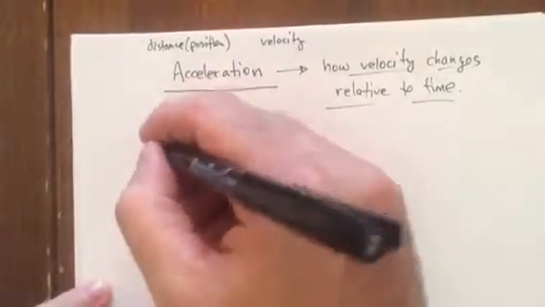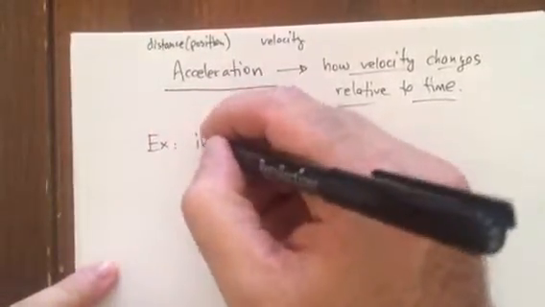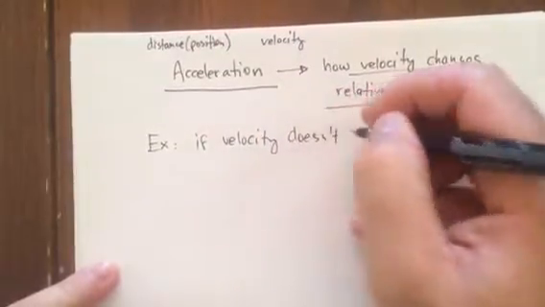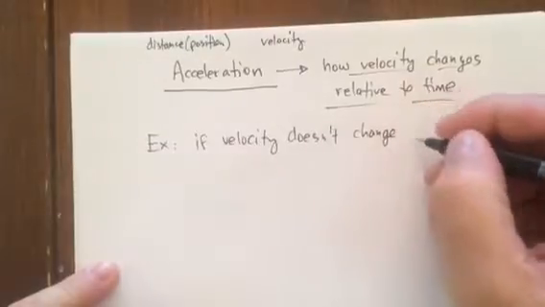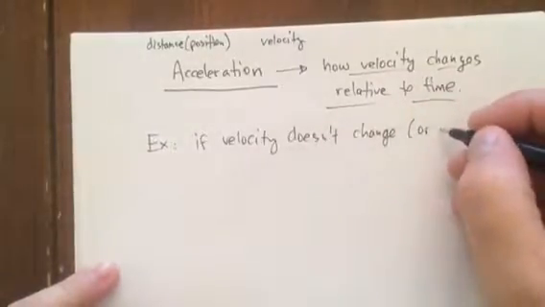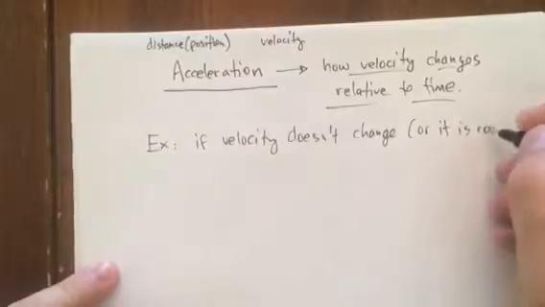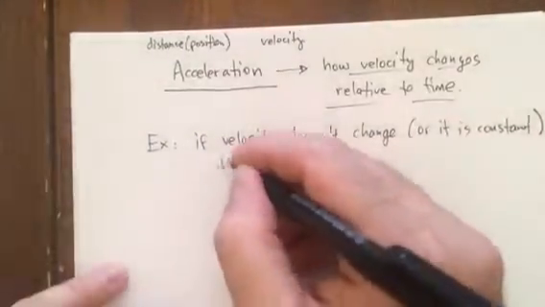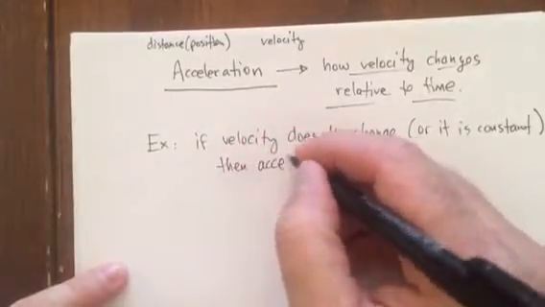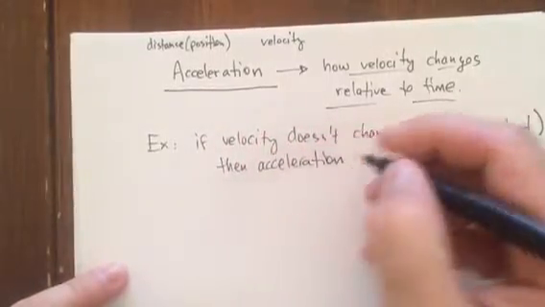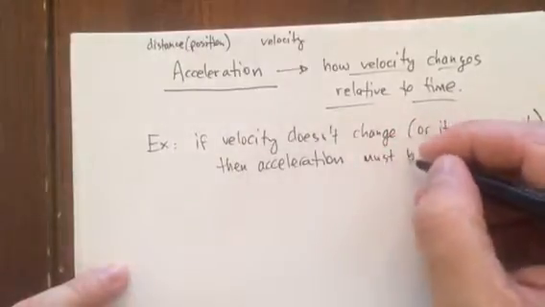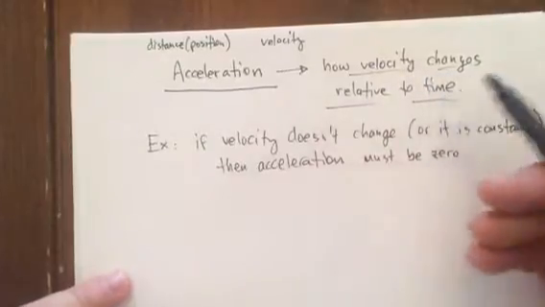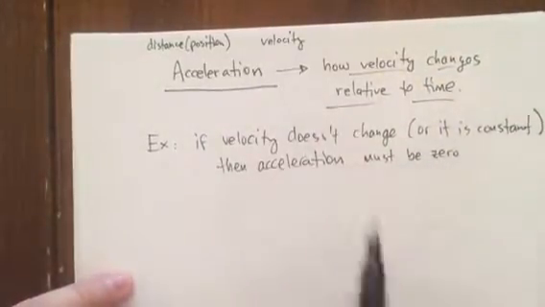Okay? So here's a very simple example. If velocity doesn't change, in other words, say that it is constant, or constant velocity, then acceleration must be 0, because acceleration is how velocity changes. If it doesn't change, then that change is 0.